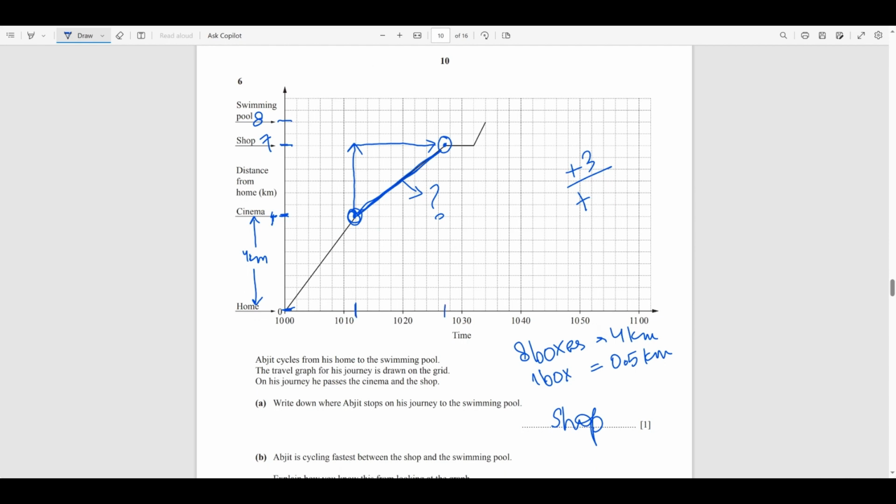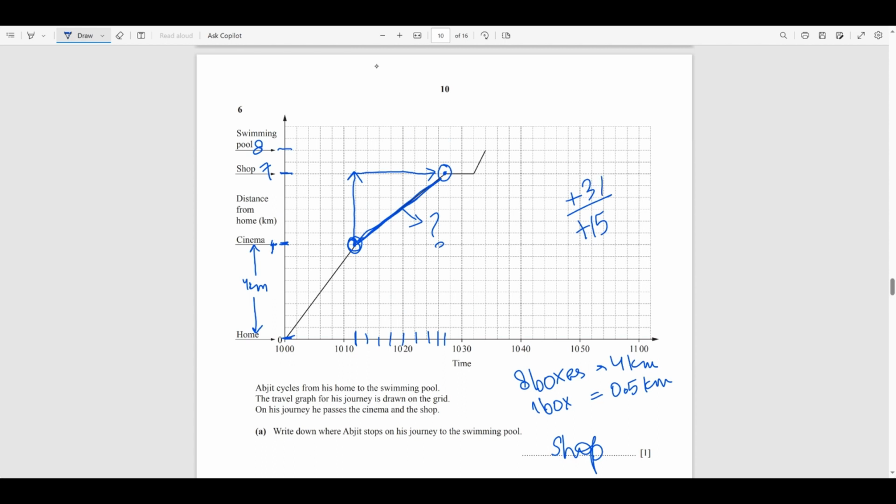to this time. So one block is 2 minutes, right? Because there are 5 boxes and 10 minutes. So one box is 2 units. So 2, 4, 6, 8, 10, 12, 14, and one half box, which is 15, right? So basically, it's 15 minutes.